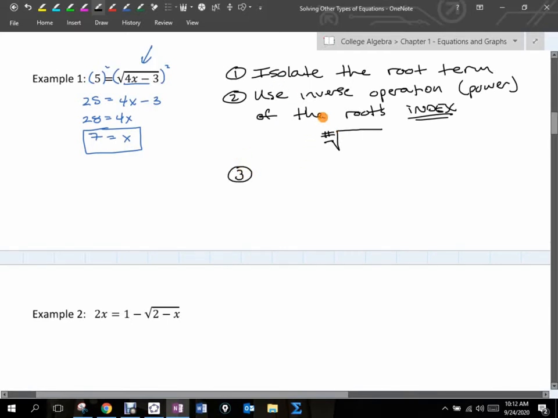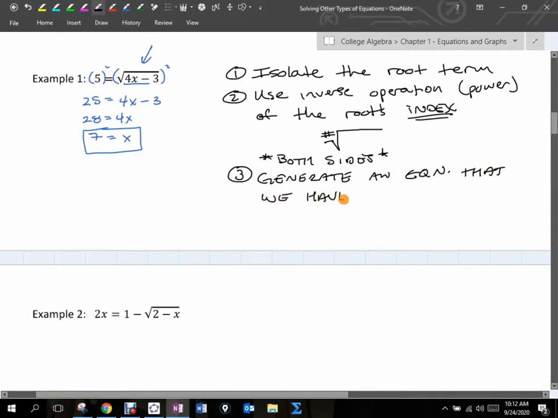The third step, so this process, if we do this process correctly, okay, you'll do that to both sides, okay? So maybe we add the phrase both sides. That will generate an equation that we have previously dealt with.